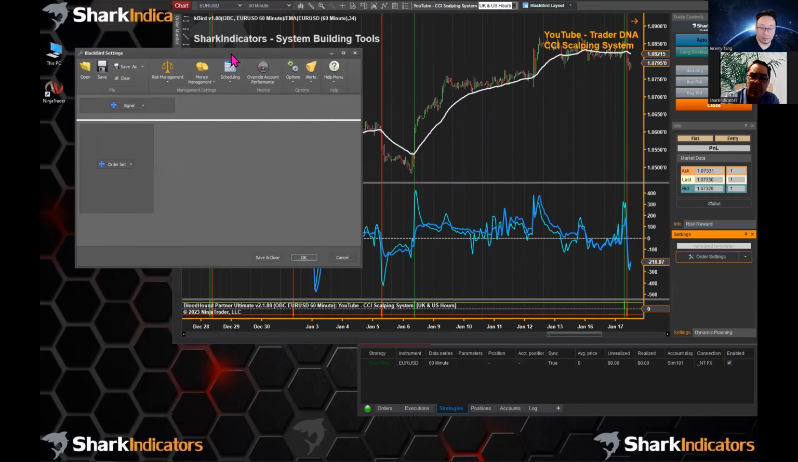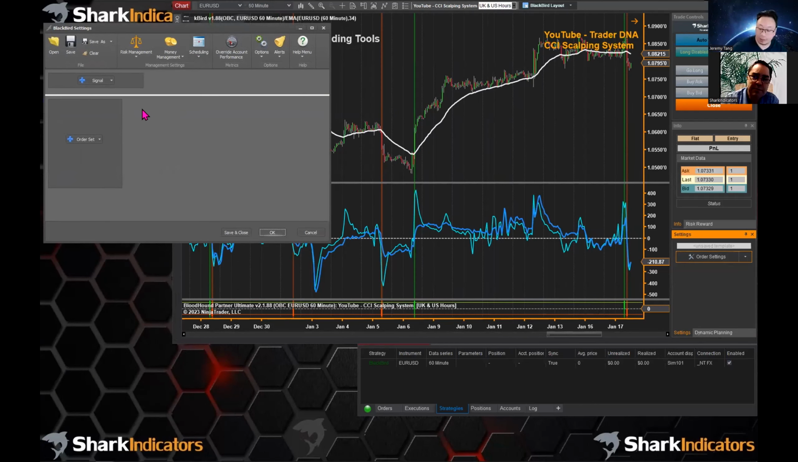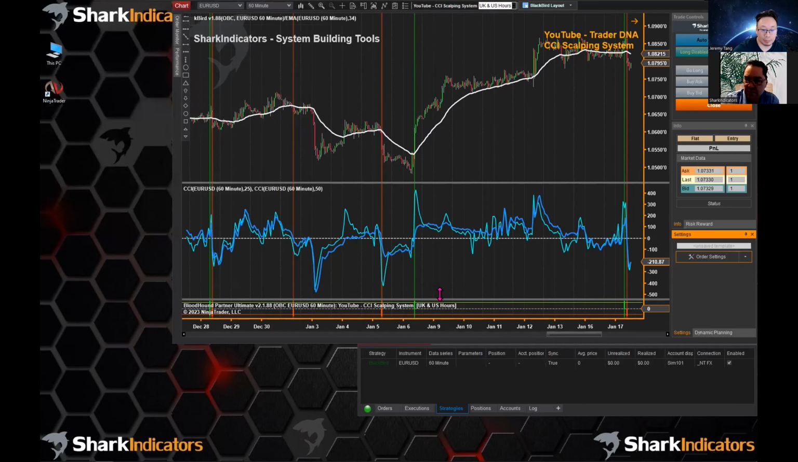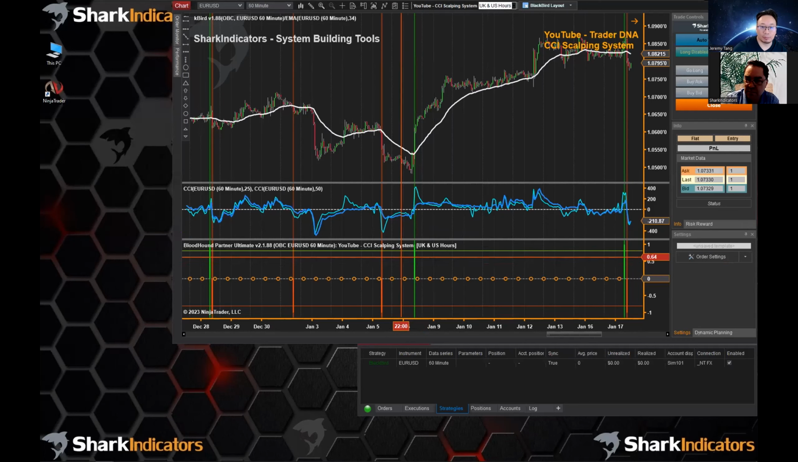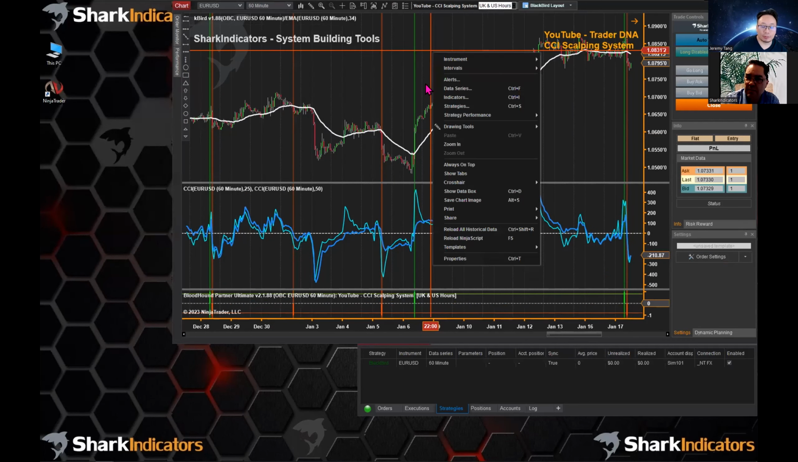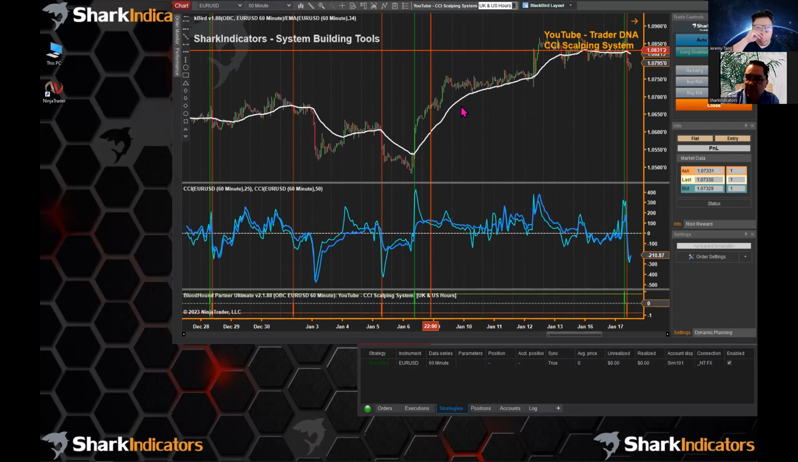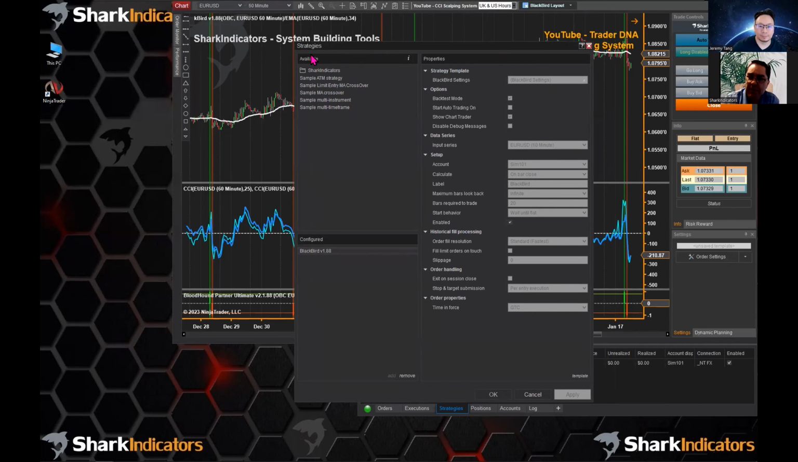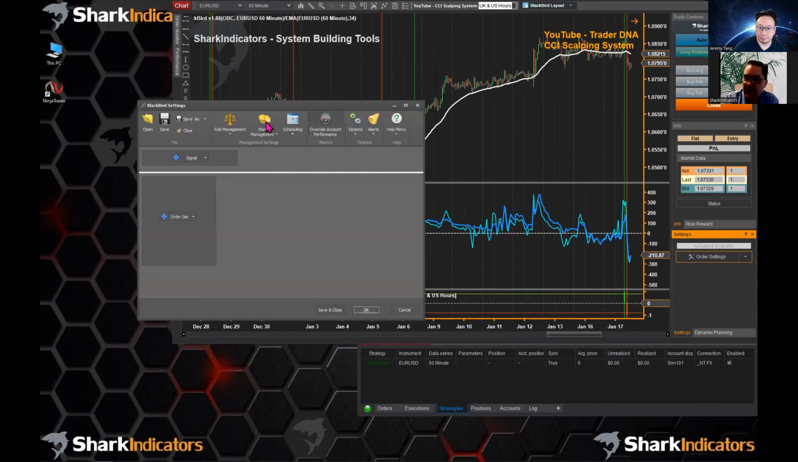Yeah, and again, Zach was just working in Bloodhound, and that is the indicator. It's basically a logic engine that can help you generate signals. And now we're in Blackbird, which is our other product that helps you actually trade those signals and put the orders on. You'll find Blackbird in the strategy window, because obviously it's a strategy. So, all right, let's get this open here.